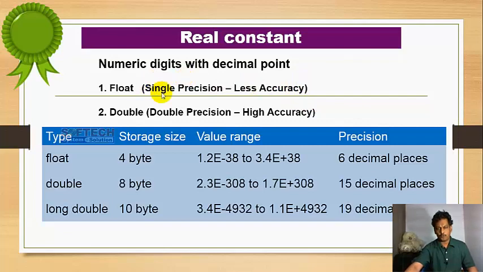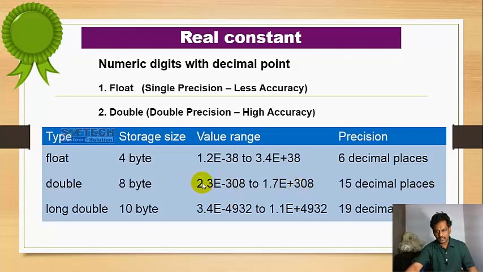The size of float is 4 bytes. The size of double is 8 bytes. That is the storage size: for float, 4 bytes. This is the range of the float value: 1.2 e minus 38 to 3.4 e plus 38. The precision after the decimal point is 6 decimal places. If you want to store more high accuracy, use double, 8 bytes. The range is 2.3 e minus 308 to 1.7 e plus 308.